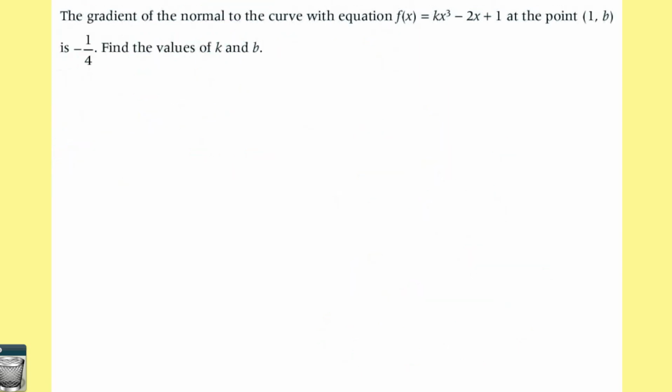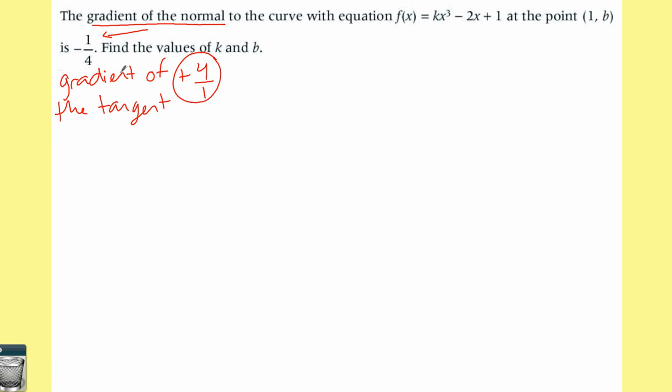The gradient of the normal to the curve with equation f(x) at the point (1, b) is negative 1/4. So now, whoa, things are getting weird. Okay, let's take it one step at a time. The gradient of the normal is that. So the gradient of the tangent must equal the opposite. So instead of negative 1/4, it's positive 1/4 flipped, so positive 4/1.